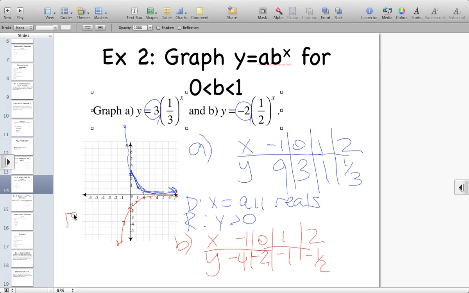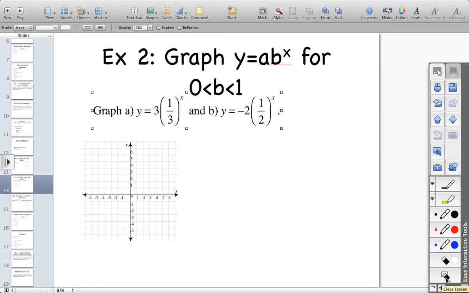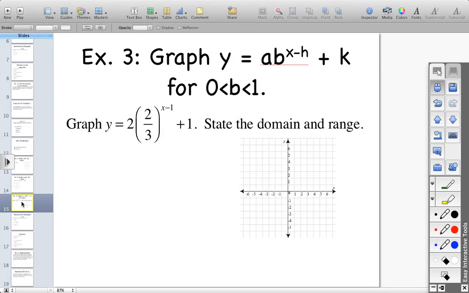So you'll notice that the domain is still the same. X is all real values, nothing is left out here. And this time, though, our range is different. Y is negative, so these are values that are less than 0. Same as what we did with the exponential function, just the graphs look a little bit different. And the only reason why is this b value. It's between 0 and 1. It's a fraction, all right? Instead of it being greater than 1. All right, let's clear that off and take a look at our next graph.